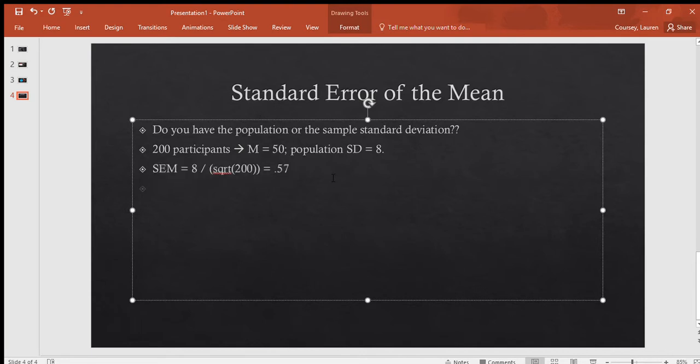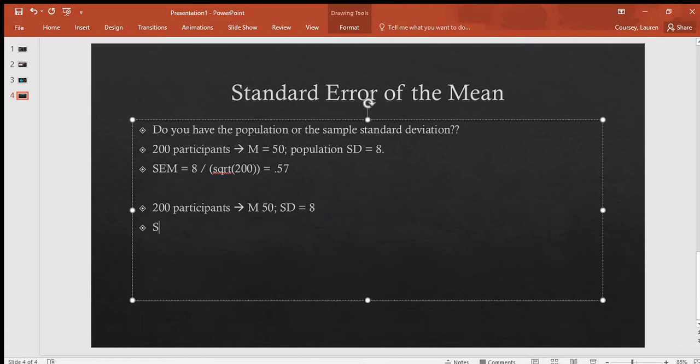Now, let's say that we had a very similar situation in which we're told that, again, we collect data on 200 participants and we calculate a mean of 50. We also calculate from the sample data a standard deviation, so a sample standard deviation of 8. So this time, we are using sample data here. We're estimating our mean. We're also estimating the standard deviation.